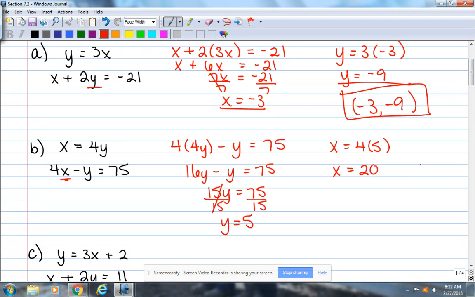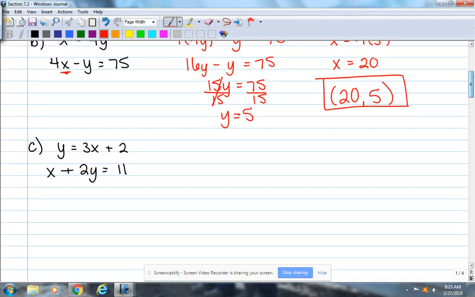So what is my ordered pair for my solution? 20, 5. X then y always for your answer. It doesn't matter if you find x or y first. Just when you answer, put it in order x then y. Okay? Because that one was easier to find y first, and we plugged in and got our x. All right, so after that, they get a little bit more complicated. Just a little bit for now.